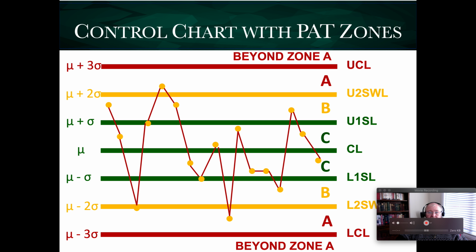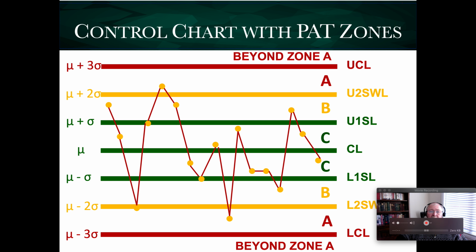So generically, we are using the symbols mu and sigma over on the left side of the chart to represent the mean and the standard deviation of whatever plotted measure you're looking at. Now, in reality, it would be incredibly rare that we knew mu and sigma. So we will have to estimate those values from the data itself. Notice also on this chart, you see the letters A, B, C, and then you see beyond zone A, above and below the upper and lower control limits. So what do we have for those?